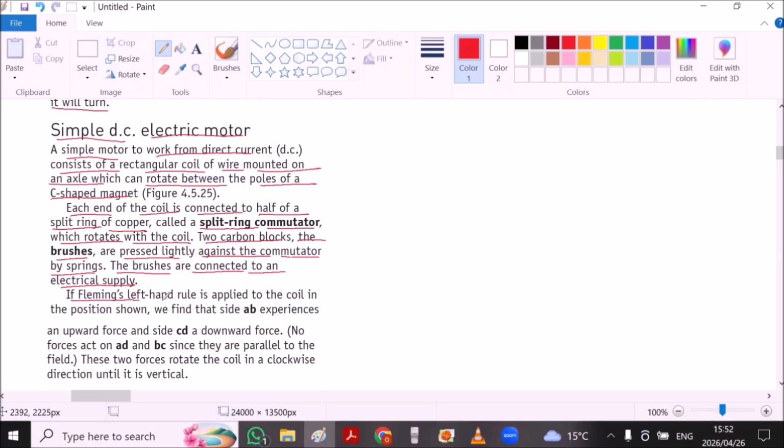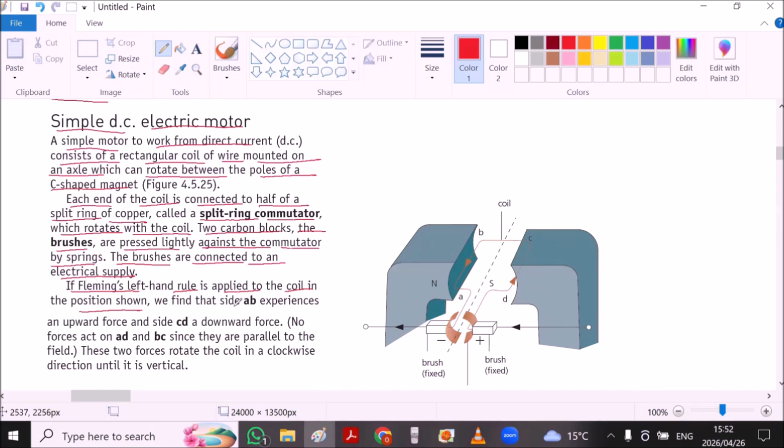If Fleming's left-hand rule is applied to the coil in the position shown, we will find that AB experiences an upward force. So using Fleming's left-hand rule, the first finger, which shows the field, will be to the right, from north to south. The current is moving in that direction, which is shown by the second finger. Then the force on the wire will be upwards.